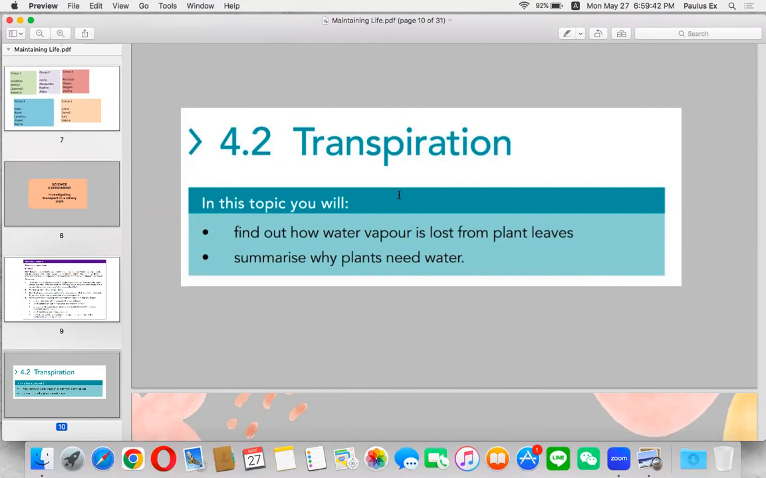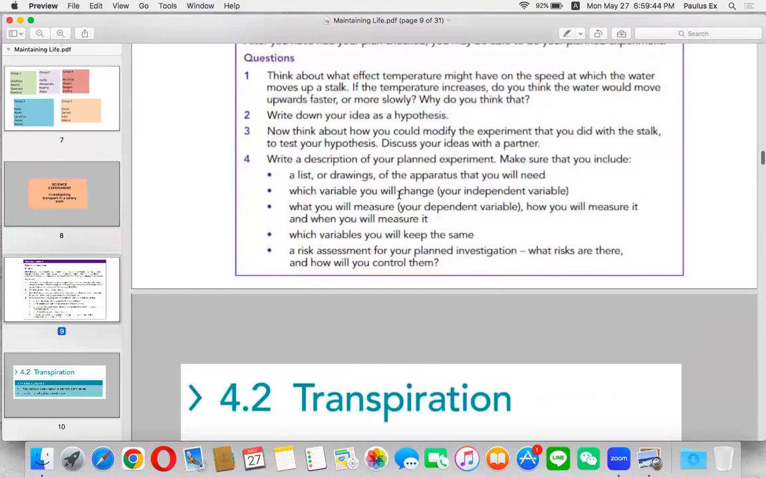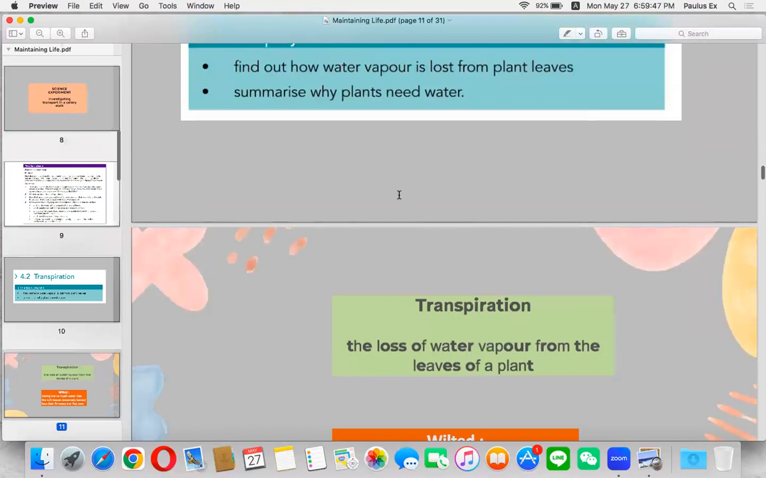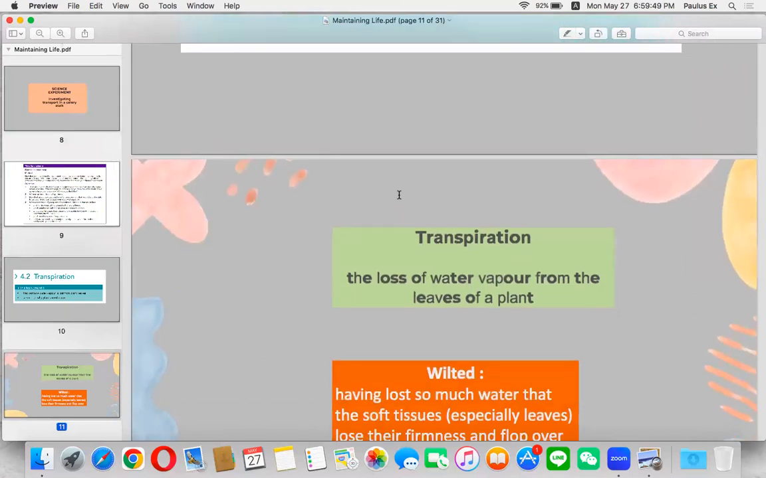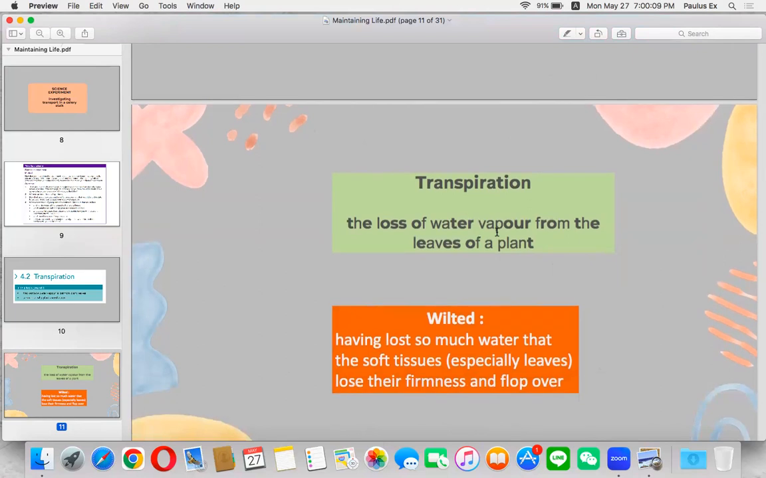Transpiration is the loss of water vapor from the leaves of a plant. When water is transported and lost from the leaves, we call that loss transpiration. Having lost so much water, the soft tissues lose their firmness and flop over.